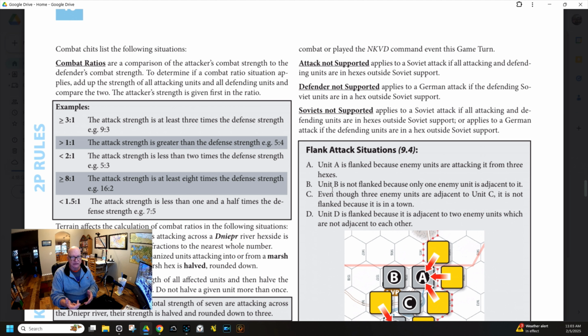The attacker's strength is given first in the ratio. So if I've got 12 points and the defender has 4, we have a 3-to-1. Basic stuff, guys. You guys know how to do that.